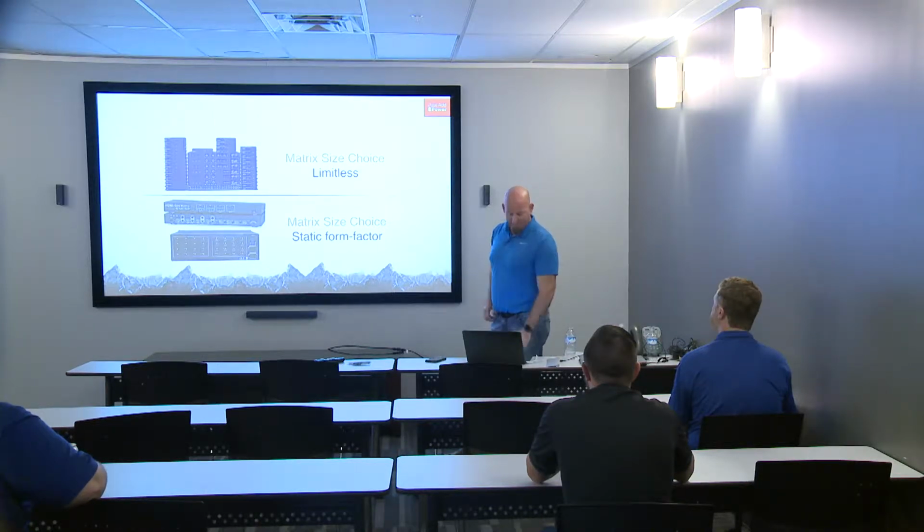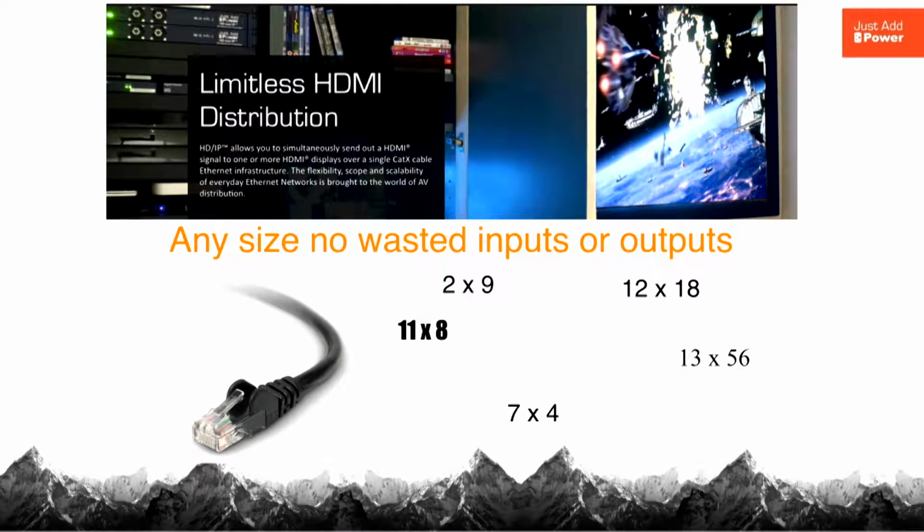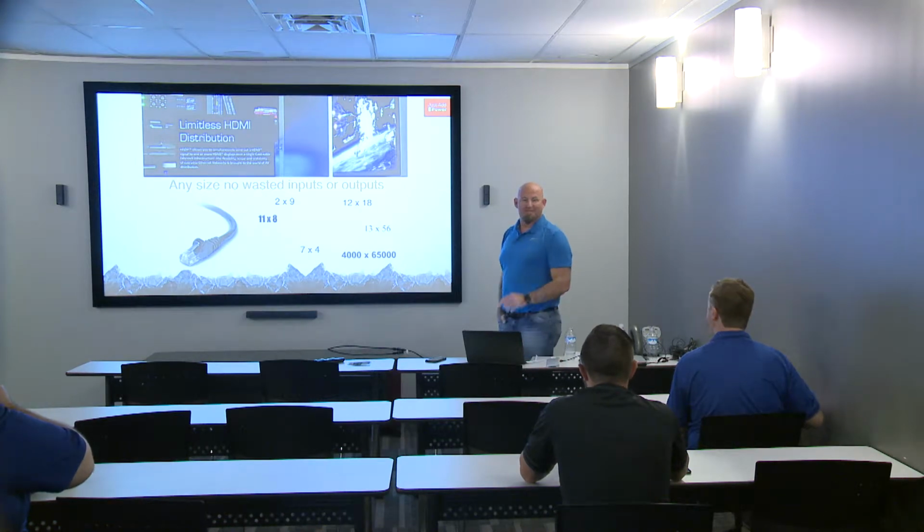It's practically limitless. So with that, we can do a 2x9, 7x4, 12x18, 11x8, 13x56. Typically with a black box matrix, that would have to be a 32x64 matrix. But now we're only working with 13 sources, so we're not having to waste a bunch of money. How big can we go? Ultimately 4,000 sources by 65,000 displays. Size is not an issue, so we like to call it limitless.